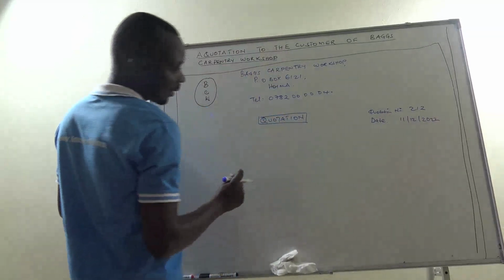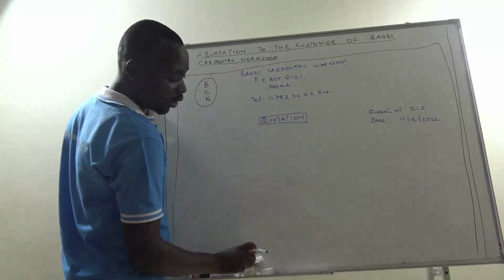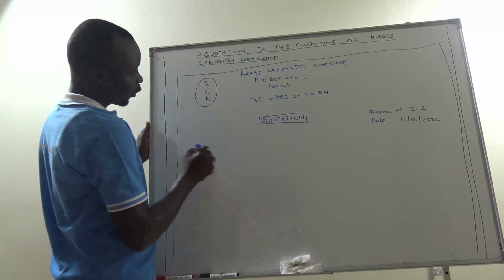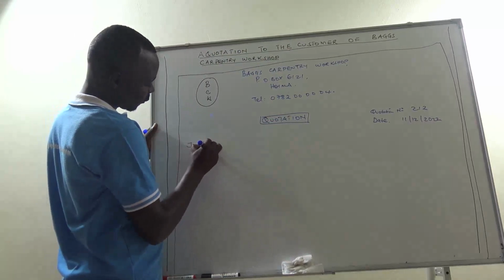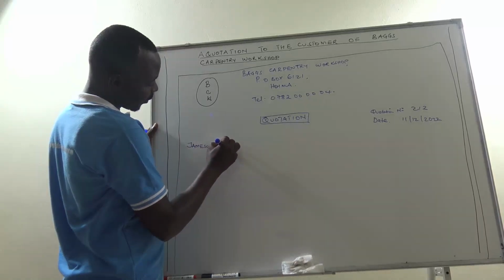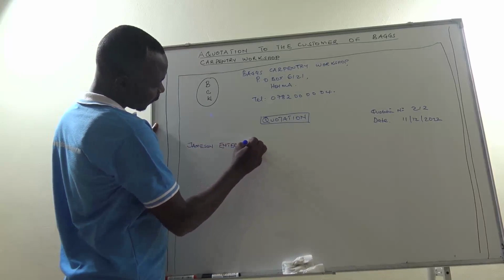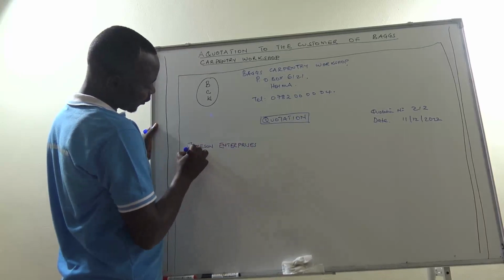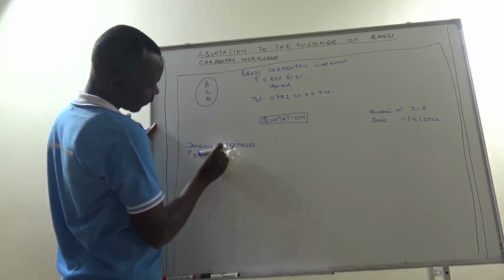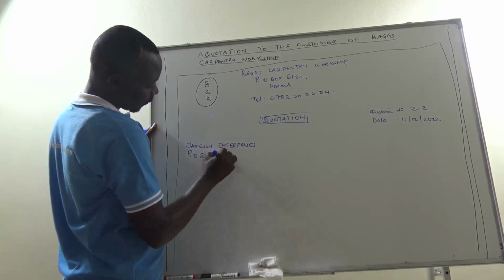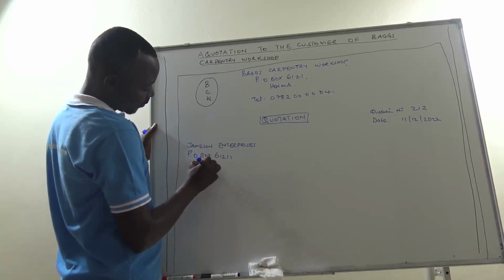Then after that, remember you are writing this document to someone who had inquired from you. You're writing to Jameson Enterprises, clearly state the PO box number, the town where this business is operating.